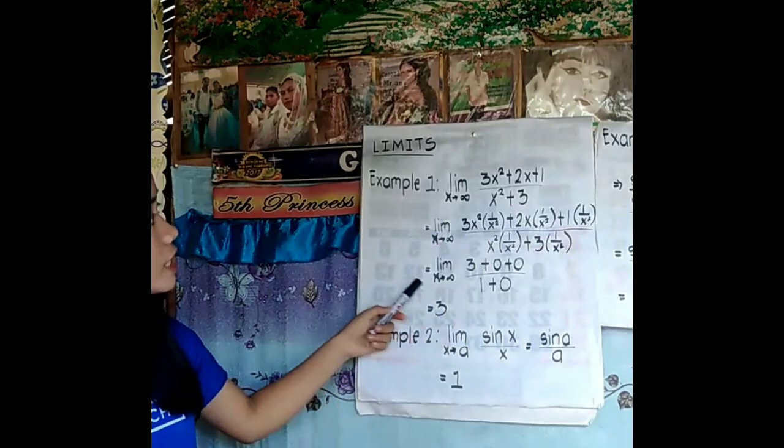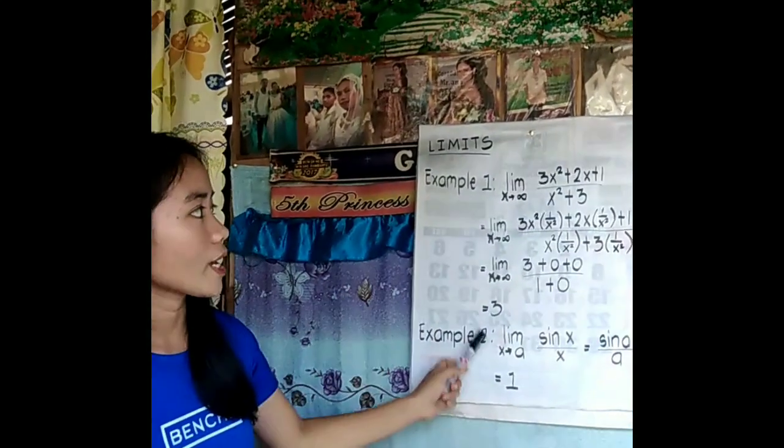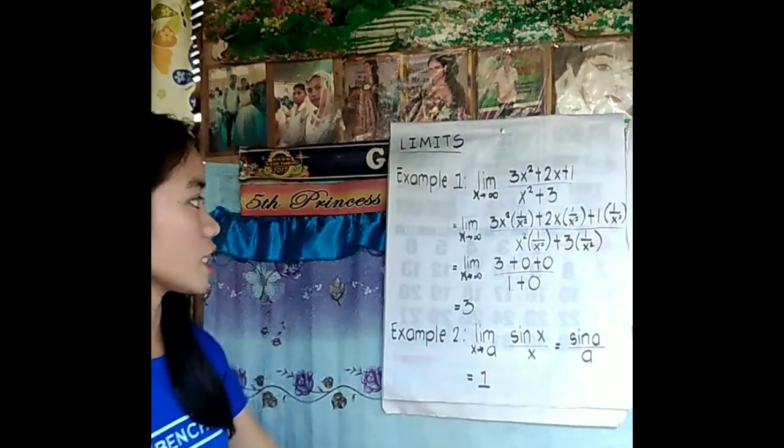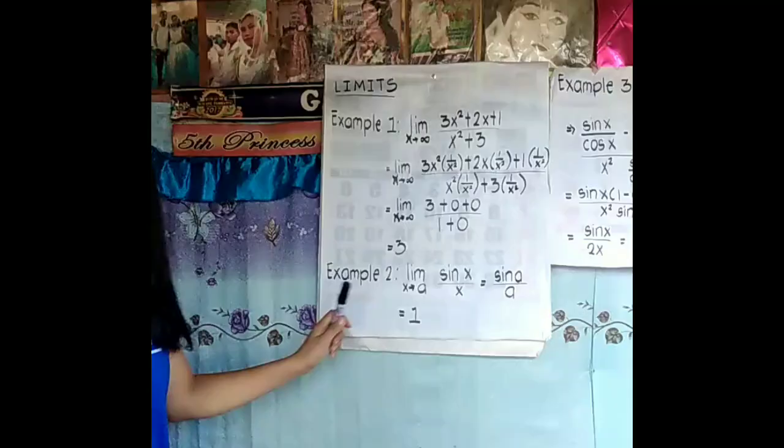So, our limit of (3x squared plus 2x plus 1) all over (x squared plus 3), as x approaches infinity, is equal to 3. Example number 2.